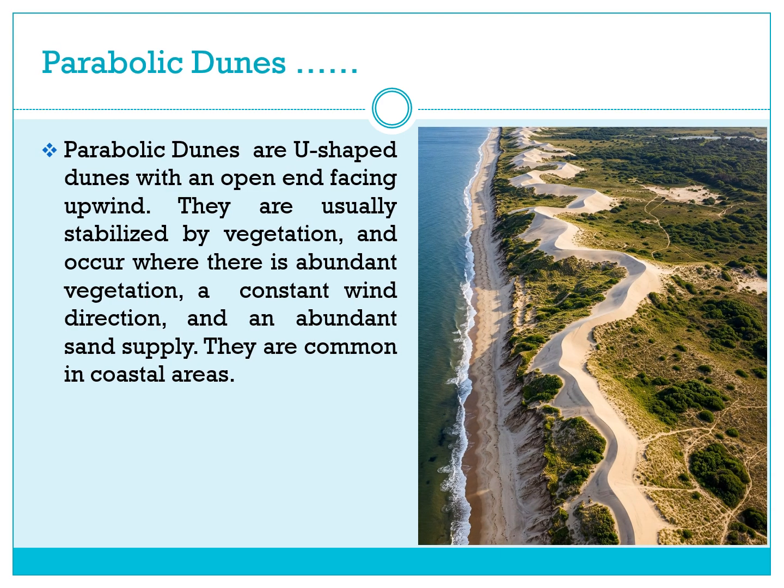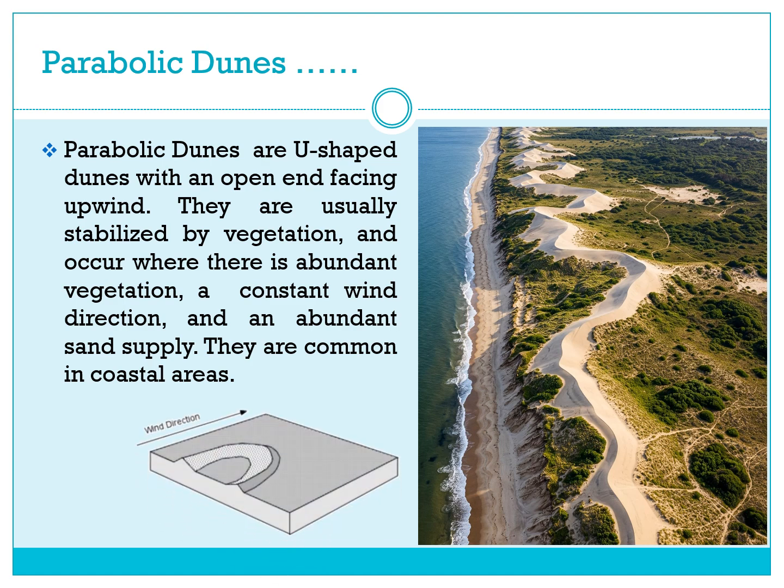Parabolic dunes. Parabolic dunes are U-shaped dunes with an open end facing upwind. They are usually stabilized by vegetation and occur where there is abundant vegetation, a constant wind direction, and an abundant sand supply. They are commonly found in coastal areas.